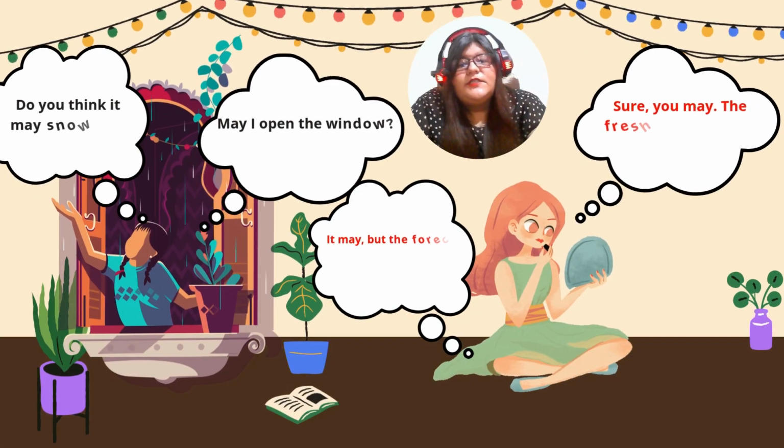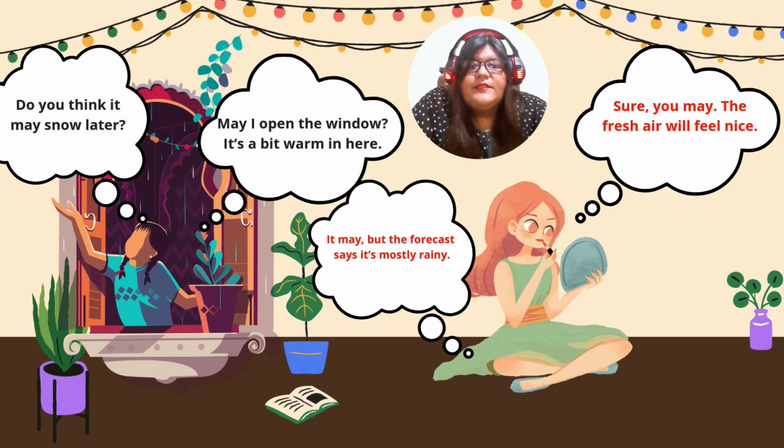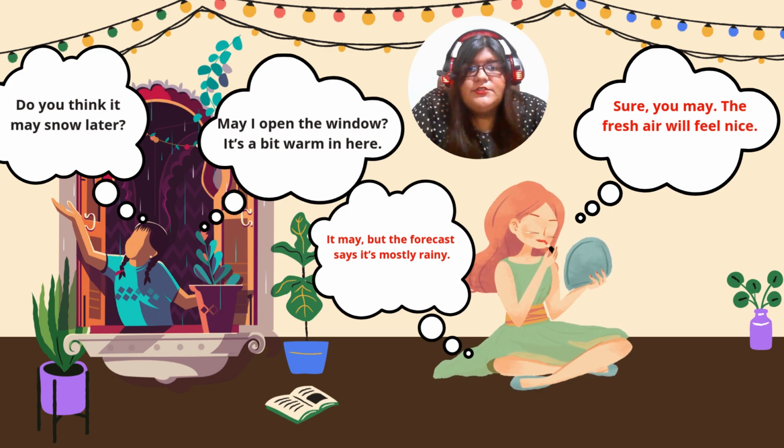So now, guys, I decided to picture out the scene of these two girls, and we are using the modal verb may. For example, what is she doing? She's asking, "May I open the window? It's a bit warm in here." And the girl says, "Sure, you may. The fresh air will feel nice." Then we have, "Do you think it may snow later?" And the other girl says, "It may, but the forecast says it's mostly rainy."